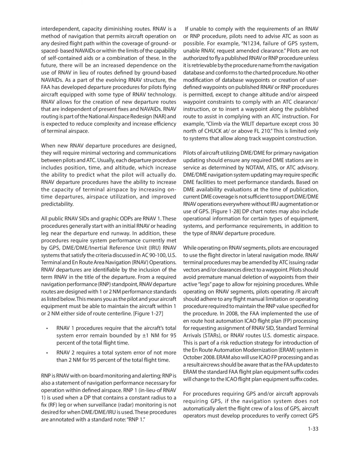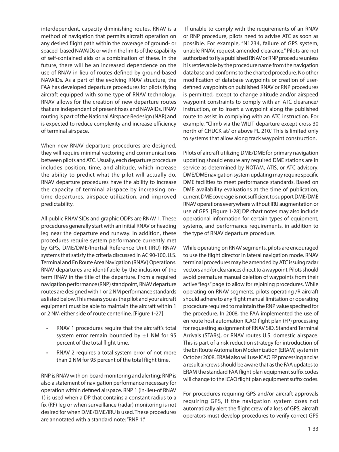and improved predictability. All public RNAV SIDs and graphic ODPs are RNAV 1. These procedures generally start with an initial RNAV or heading leg near the departure end of the runway. In addition, these procedures require system performance currently met by GPS, DME/inertial reference unit, IRU, RNAV systems that satisfy the criteria discussed in AC 90-100, U.S. Terminal and En Route Area Navigation, RNAV, Operations.